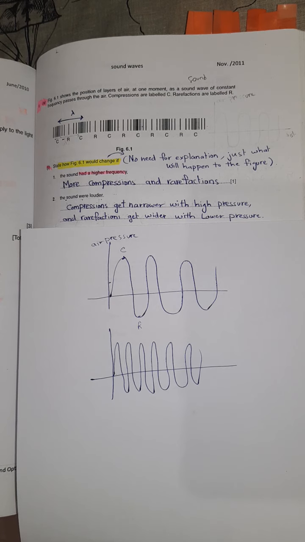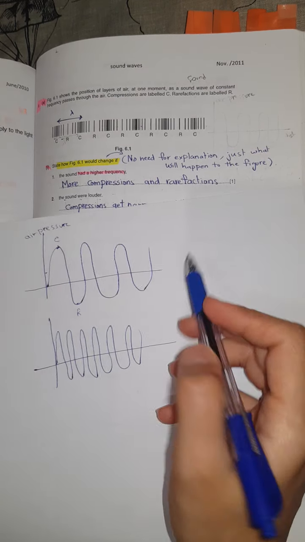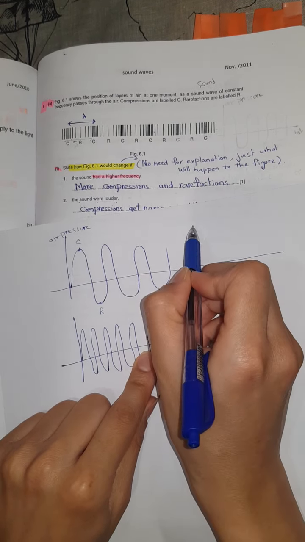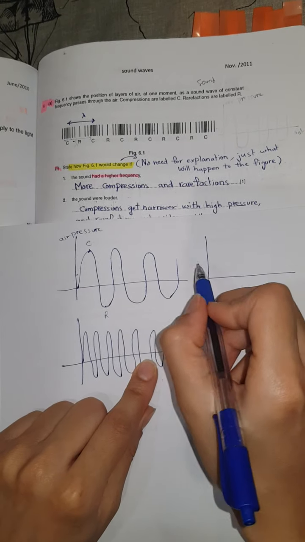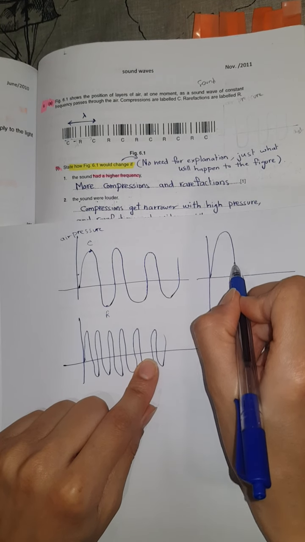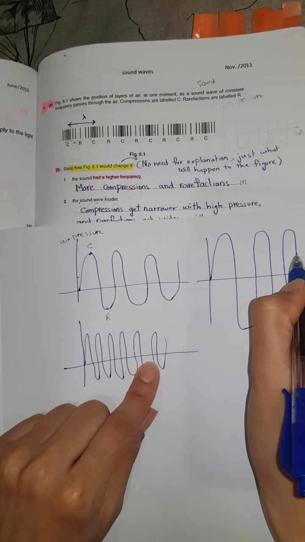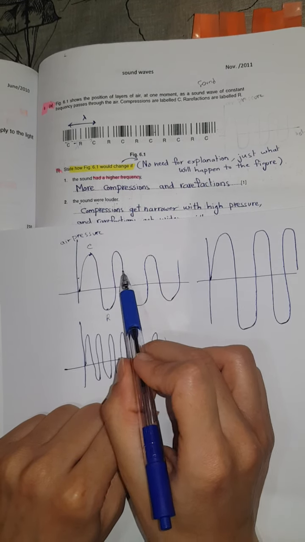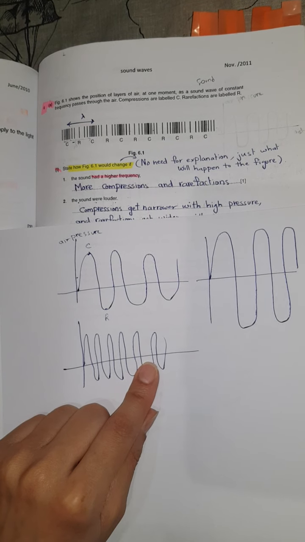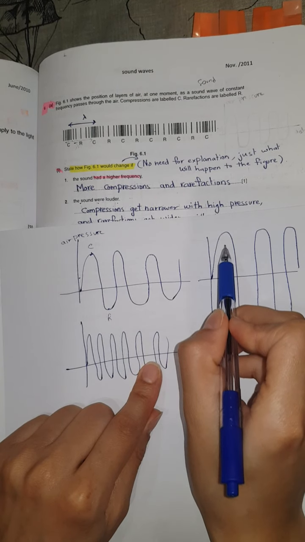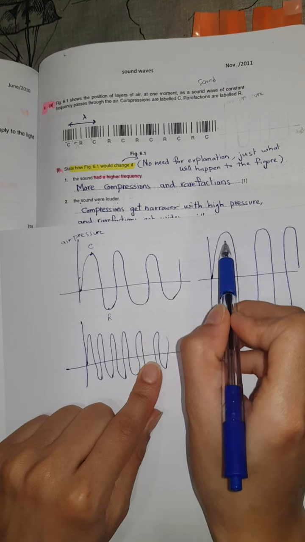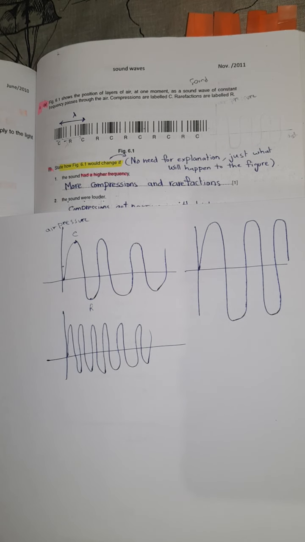Because of amplitude. So here is it. If this one changes to with more amplitude, what does it mean? This is higher amplitude. This is a higher amplitude. So the number of compressions and rarefactions will stay the same. The only thing that will change is what? The pressure. Pressure will increase.